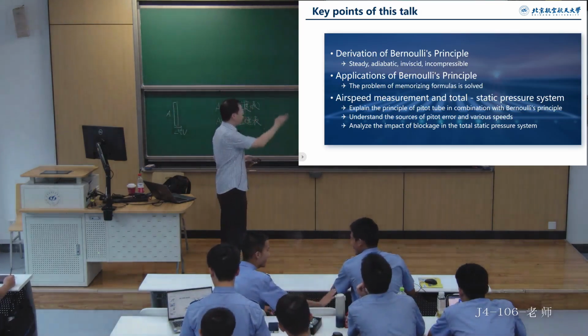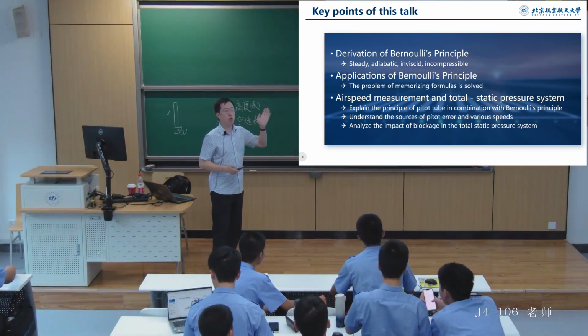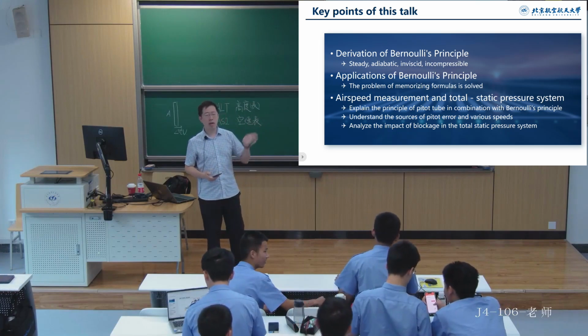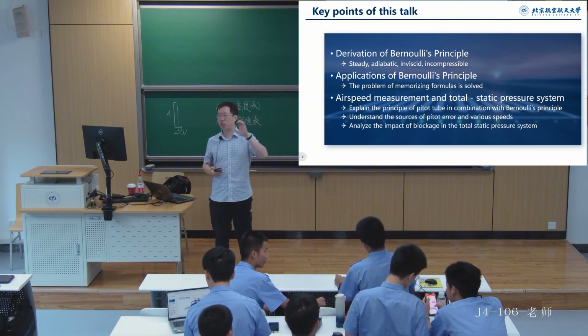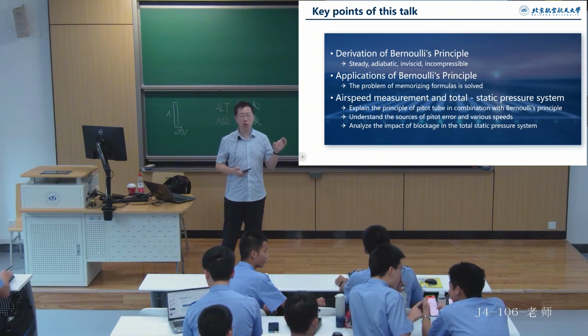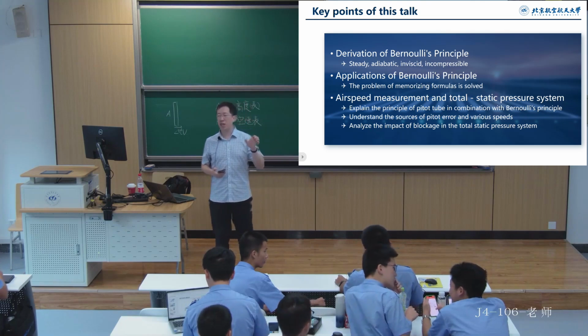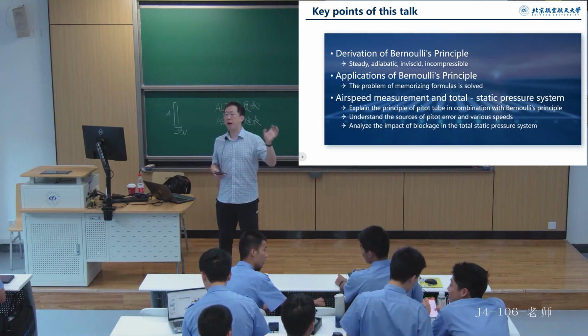All right, let me review the main content of this lecture. We discussed the derivation of Bernoulli's principle. The purpose of explaining the derivation process is to help students understand its basic assumptions and the scientific steps involved in each stage. We hope that with some guidance, everyone can grasp this derivation process.